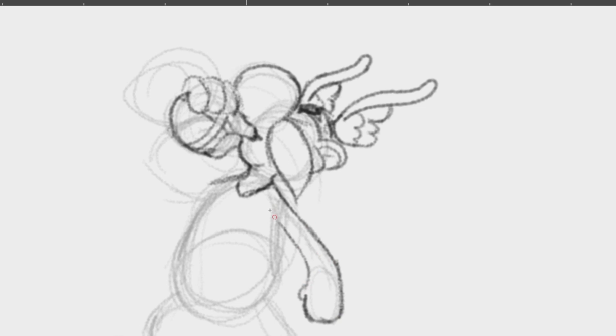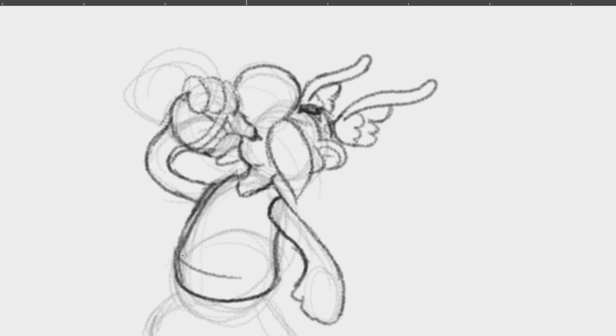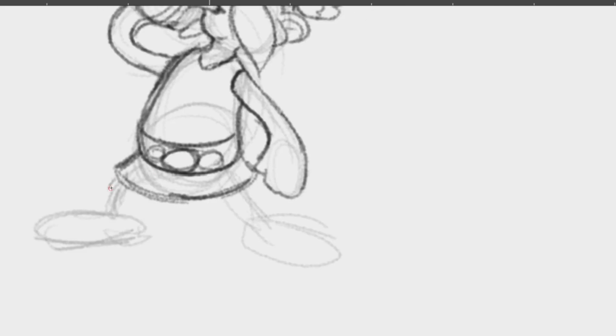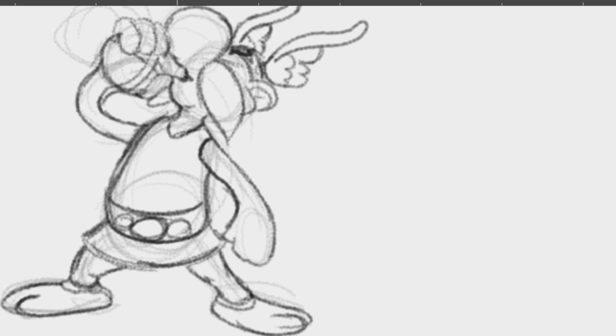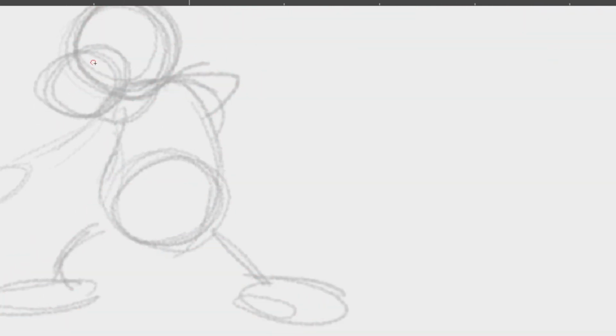So I really loved this week, doing the Asterix character. He's one of my favorite comics. I used to have them read to me all the time when I was a kid, and I really just loved it. I did Obelix for Toontober last year, which I really loved.